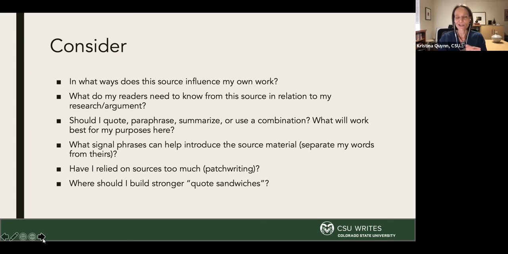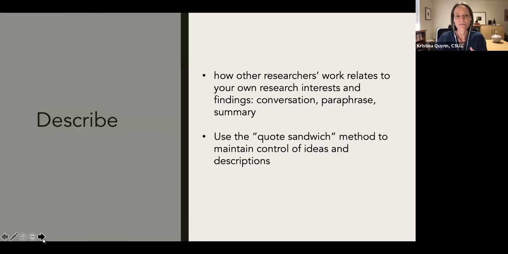I think quote sandwiches are a great way for you to consider not just quotations, but also paraphrasing. Introduce what somebody else said, what is it that they said, and then how is it that it's relevant, and how can it move your argument or ideas further. In describing, how does that work relate to your own research interests and findings? Use that quote sandwich. Again, it helps you maintain control. It's a really helpful technique.